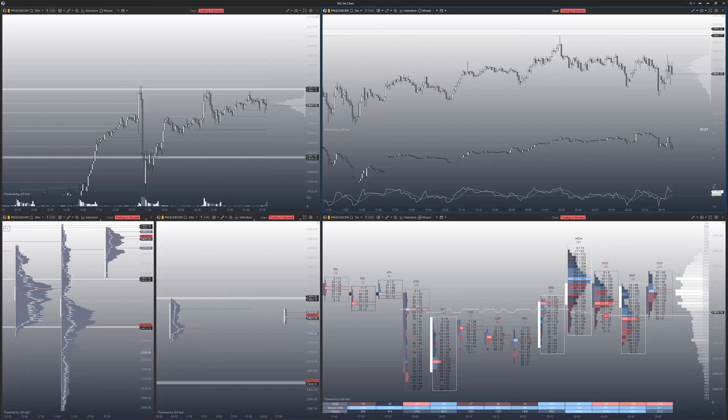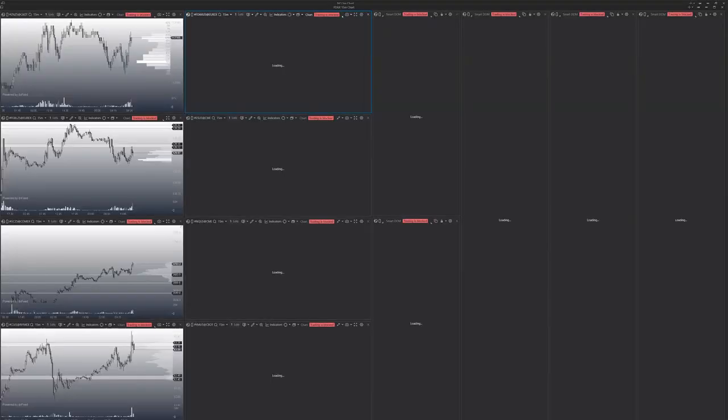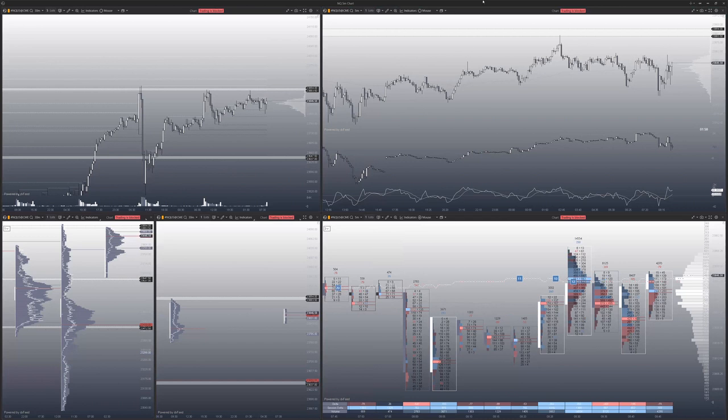I don't know why it's not showing me my price ladders. No. Okay. That's not good. Here. Okay. So, yeah, now I can put down. Okay, that's good. So, okay.